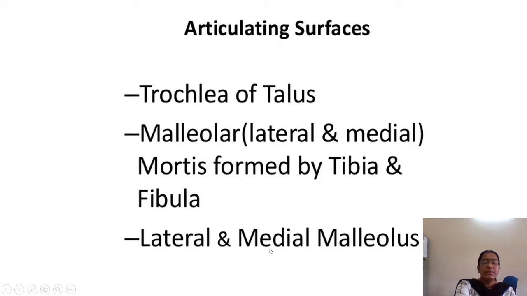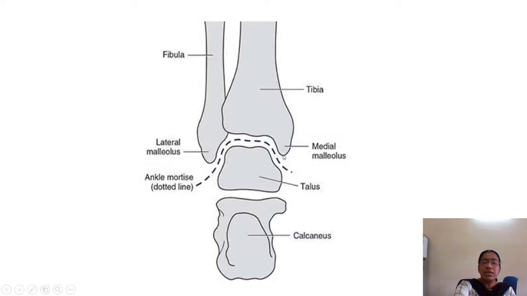Other than that, separately there is the lateral and medial malleolus. As such, we have seen this is a medial malleolus, this is the lateral malleolus. So these are all the articular surfaces of the ankle joint. So here you have to remember what a mortise is. Mortise is a space-like thing, or a groove-like thing. That mortise is formed by the medial malleolus, inferior surface of the tibia, inferior surface of the fibula, and the lateral malleolus, together forming the mortise.